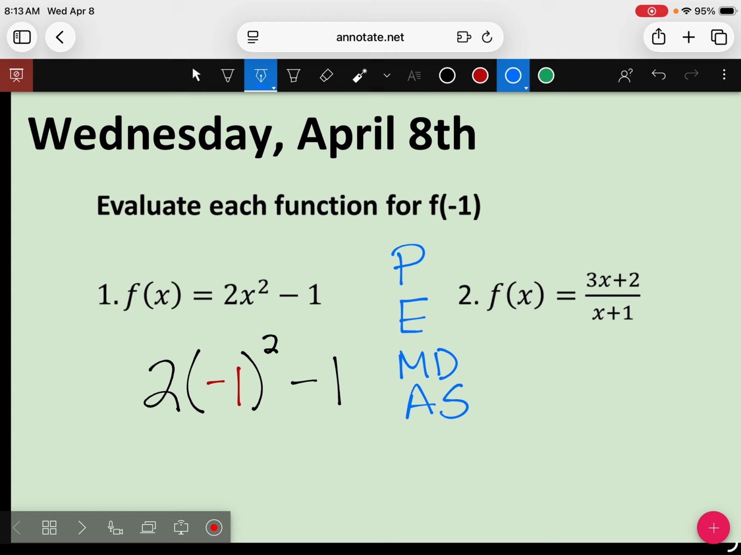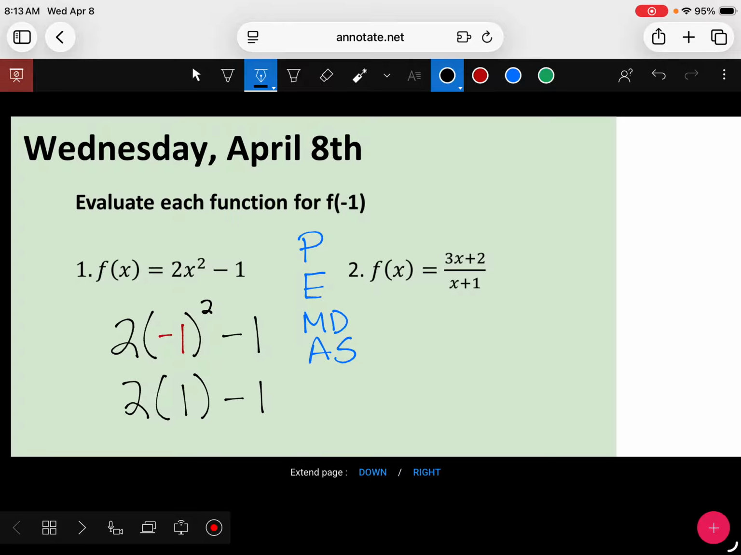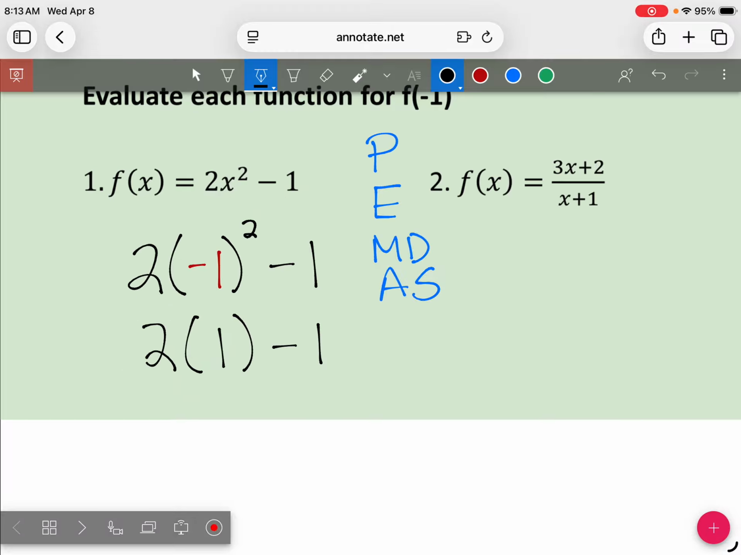What I mean is, if you try to multiply 2 times -1 first and then you square it, that's out of order. That's like putting on your clothes and then getting in the shower. It's out of order. You have to do it in order. So the first thing you're going to do is your exponent. -1 squared is +1. And then you have 2 times 1, which is 2. And 2 minus 1 is 1. Who had 1 for the first question?